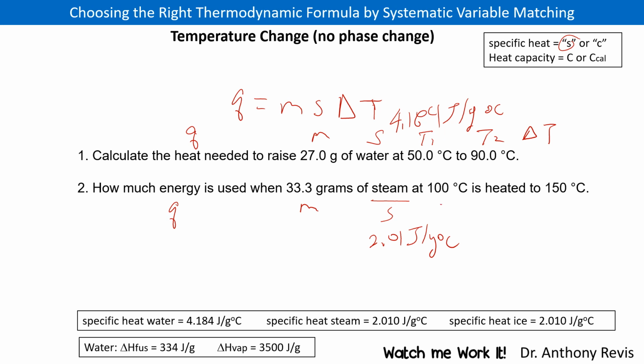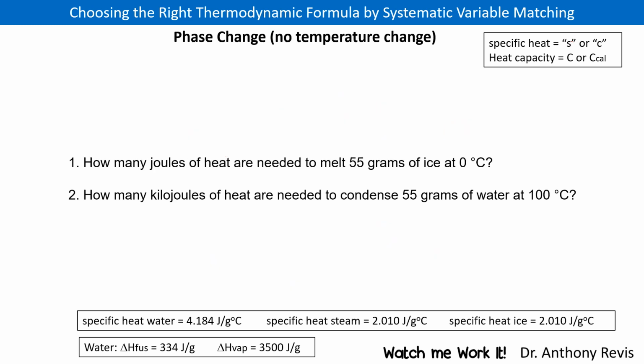And this is 100 T1, T2. Therefore, I have a delta T. Works the same way. So this is Q equals MS. Make sure you note it's a steam. MS delta T. So that's how we'll solve those two. So these are formulas you use when there's a temperature change but no phase change.